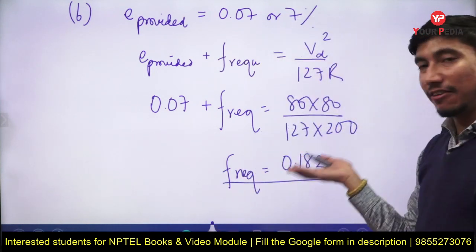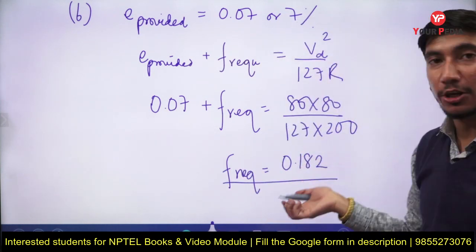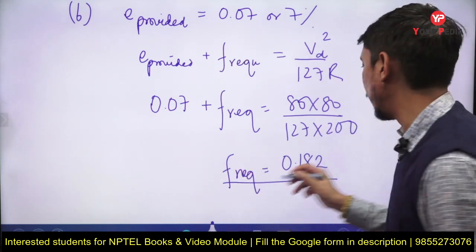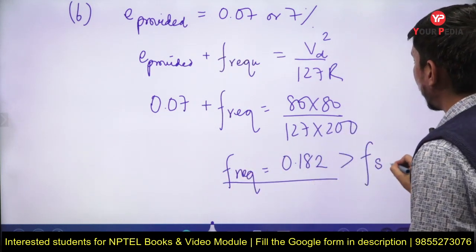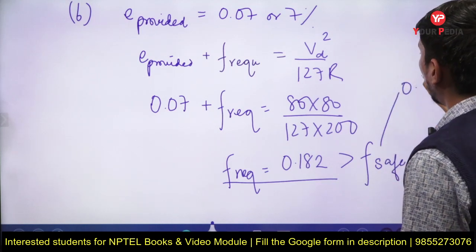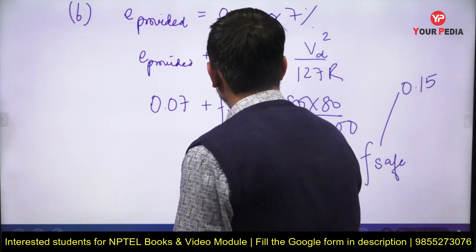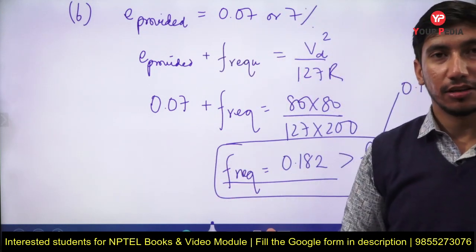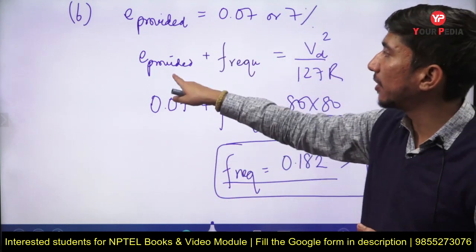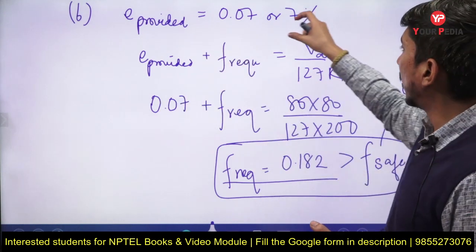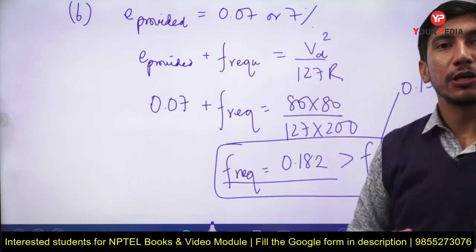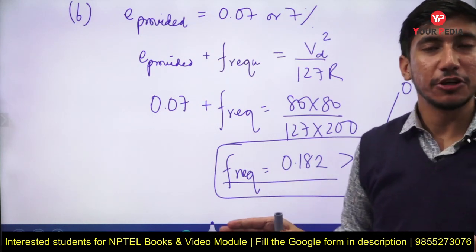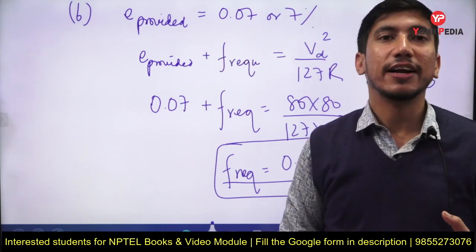Now you can see this F required value is 0.182 and the F safe value as given in the question was 0.15. So this is greater than the F safe value which is 0.15, which means this is not possible. The F that is required on that particular horizontal curve with this much of super elevation in order to allow a speed of 80 km per hour is more than the safe coefficient of lateral friction. So we can't go ahead with this design.